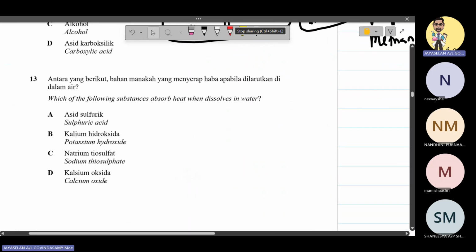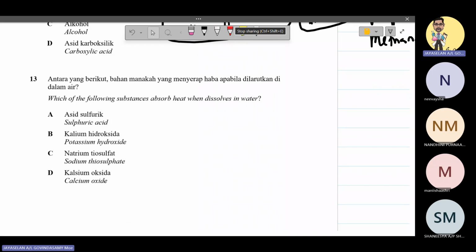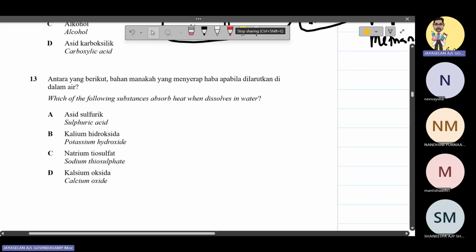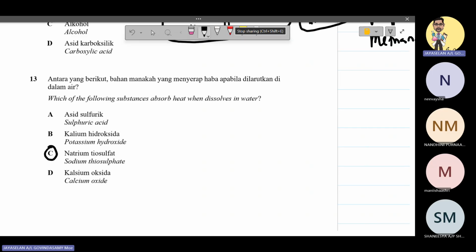Okay, which of the following substances absorb heat when dissolved in water? Anyone can answer. Just put the answer, wrong never mind. Shanisha, Manisha, Nandini, Nivisha. Anyone? Okay, who? Okay, Manisha, what is the answer? So is that C? C. Okay, I think you already did this paper.